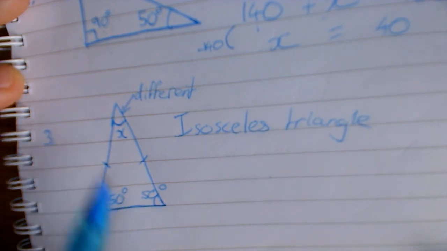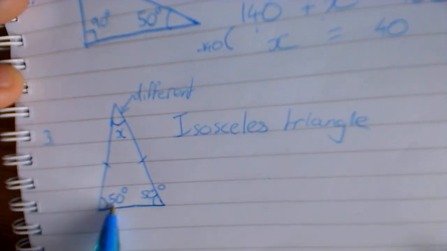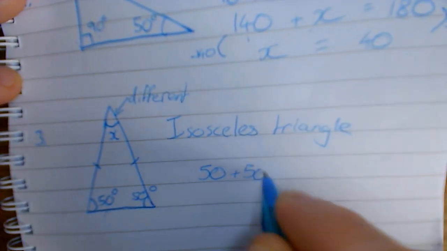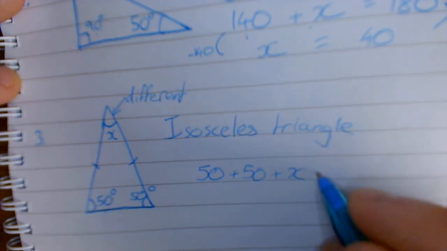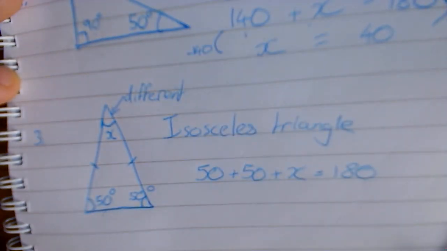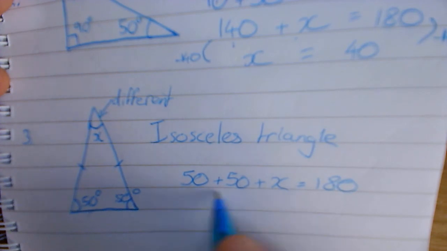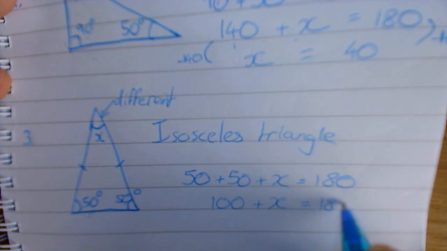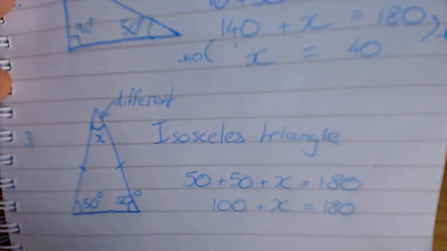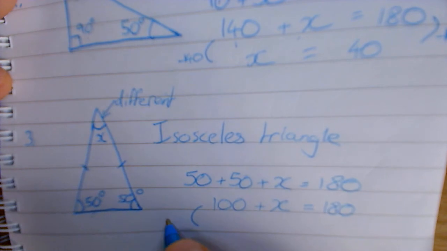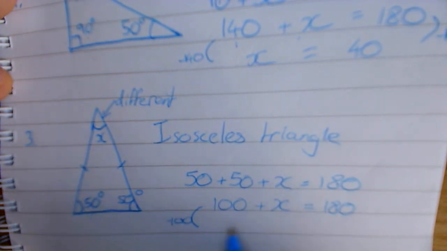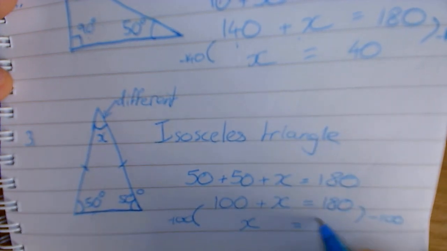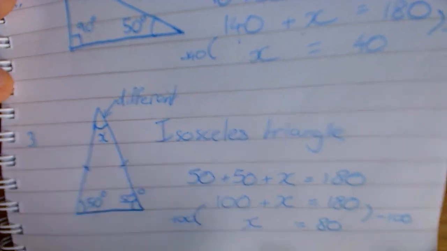So now it's just like one of these other questions. So we've got 50 plus 50 plus x, and that equals 180. So again, we can start to sort of collect these up. So I've got 50 plus 50, that's 100 plus x equals 180. Now we take 100 from both sides, because we want just x. So we take 100 from both sides, we've got x equals 80.